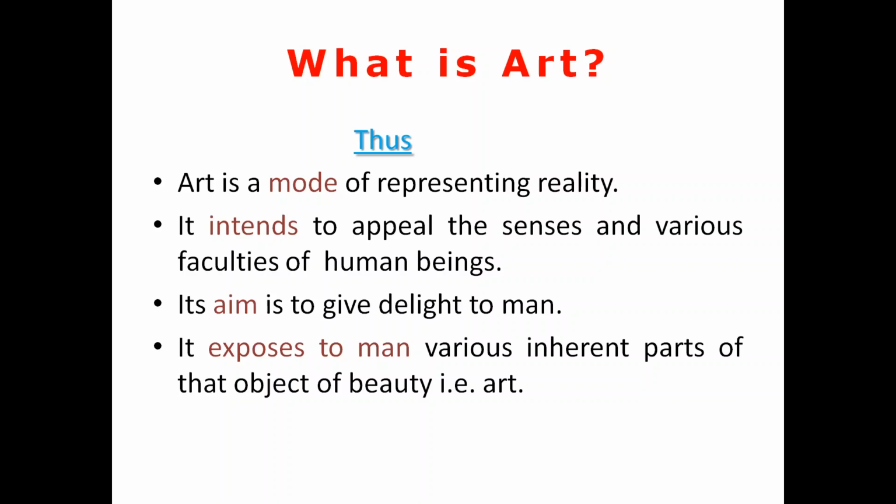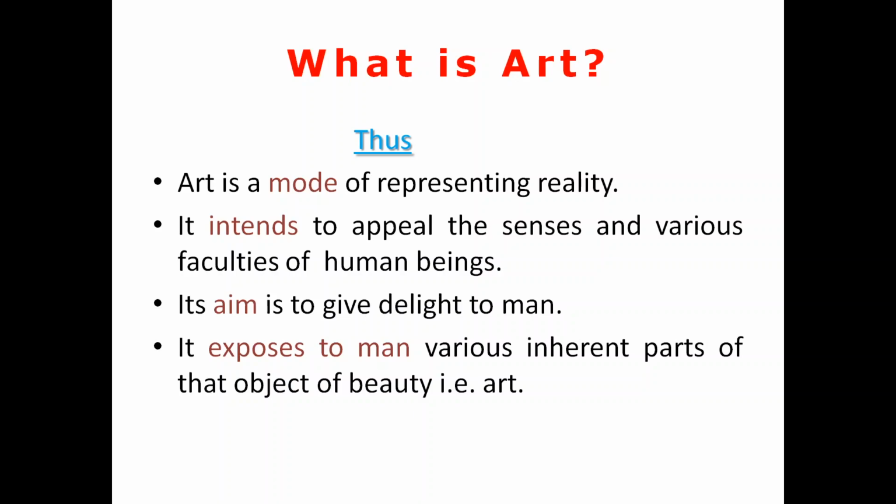That is, art is a mode of representing reality. Here you have to understand, art means there are two kinds of arts: fine arts, mechanical arts. Okay, but in these two arts there is representation of reality. Okay, and how that reality is represented, this is what we talked about in earlier slides. The intention of art is to appeal to the senses and various faculties of human beings. And when art appeals to human beings, we have seen how human beings react to that appeal. Why do they react? I told you that there is the power of beauty in the art, and that is the reason human beings react to the art.